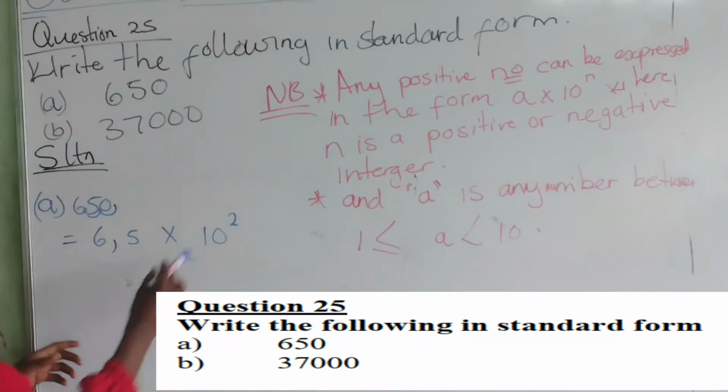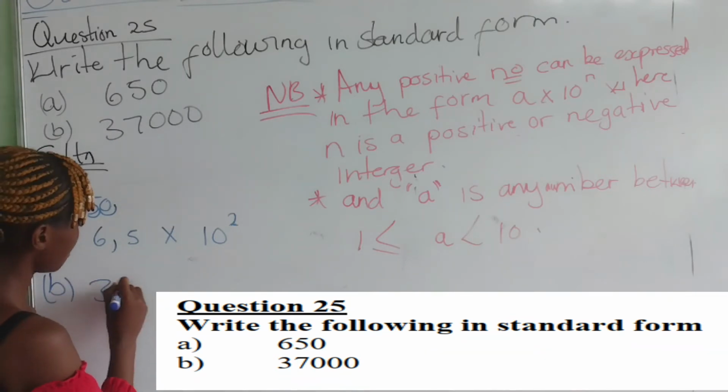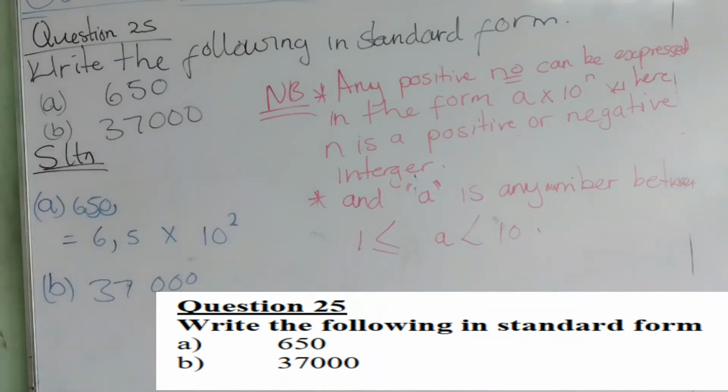6.5 times 10 to the power 2. So this is our first part. Then for our part B, it's going to be 37,000. And we also follow the same rules.